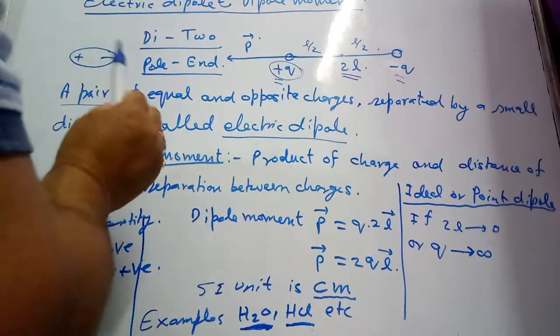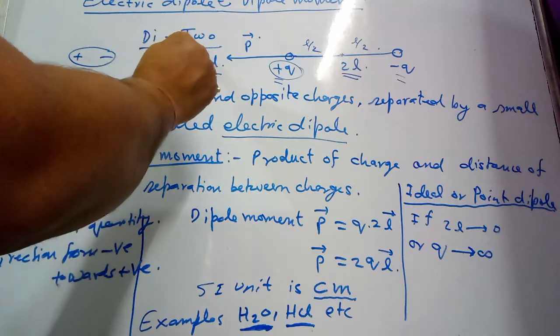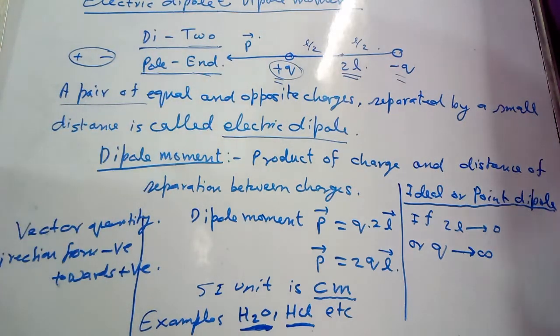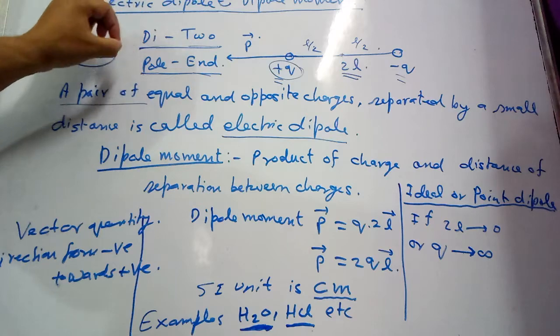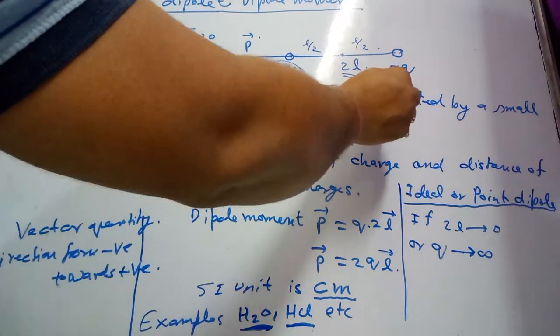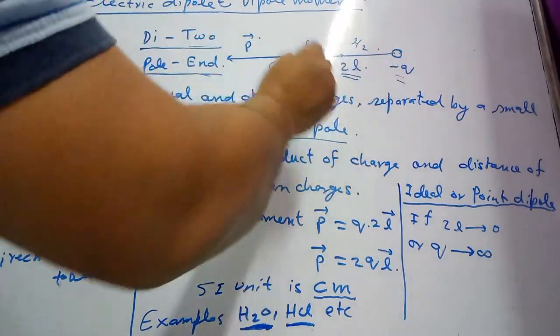So in a dipole, di means two, pole means end. It means an electric dipole is a unit of charges with two ends. In the dipole, one of the charges is positive and the other is negative. They are separated by a distance 2L.